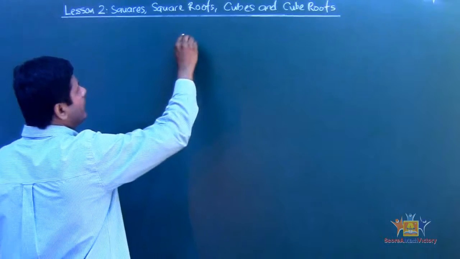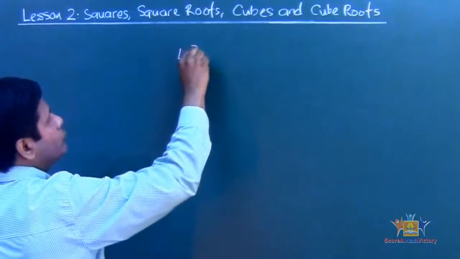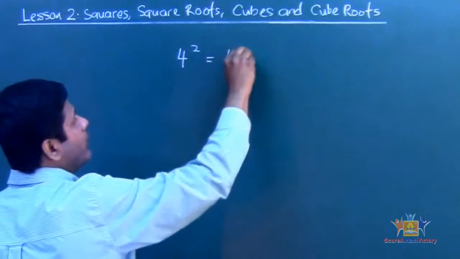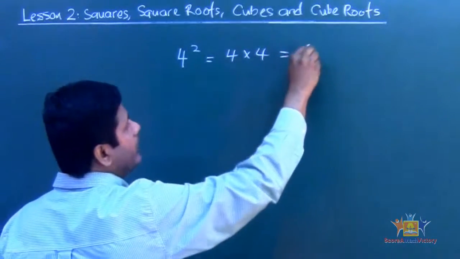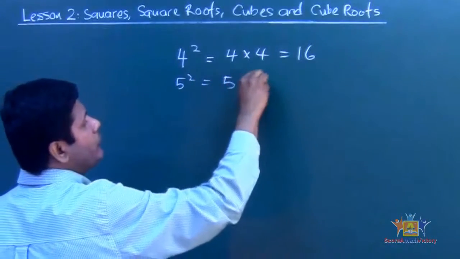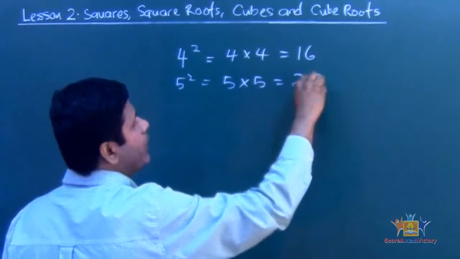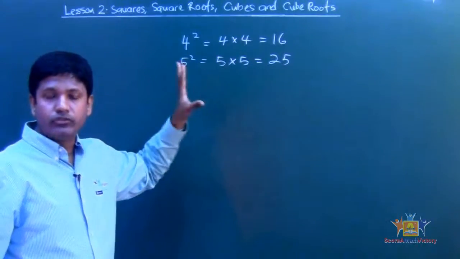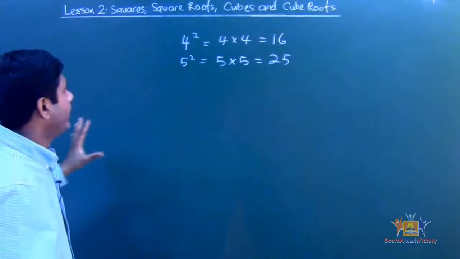Let's review. Let's say for example, when I have 4 squared, that gives me 4 times 4, which is 16. Now if I have 5 squared, it will be 5 times 5, which is 25. See that? So that's the square of the number, of an integer.